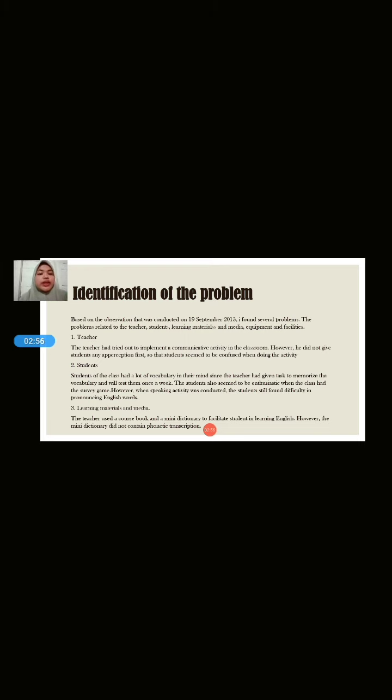Number three, learning material and media. The teacher used a course book and a mini dictionary to facilitate students in learning English. However, the mini dictionary did not contain phonetic transcription.